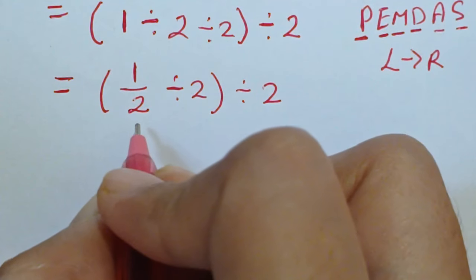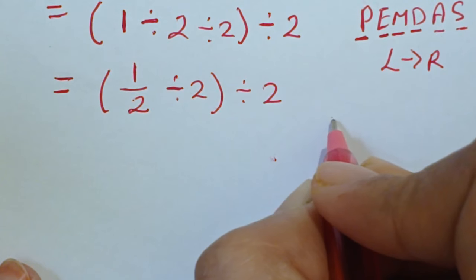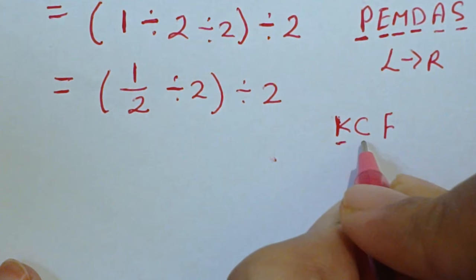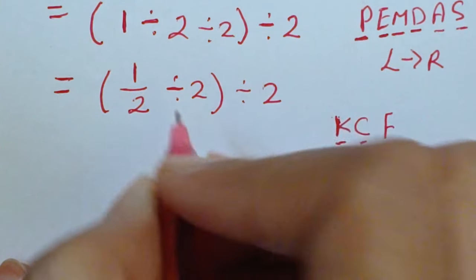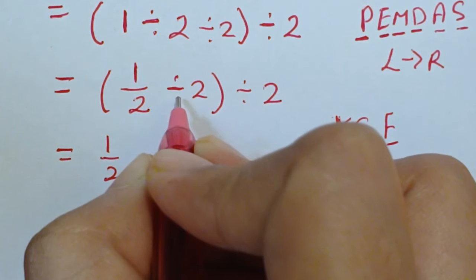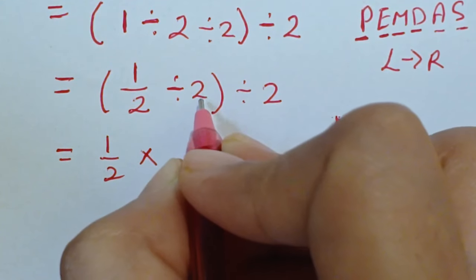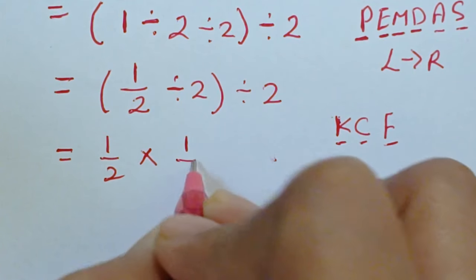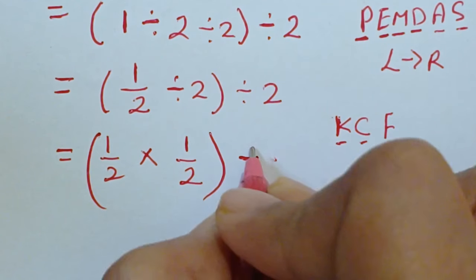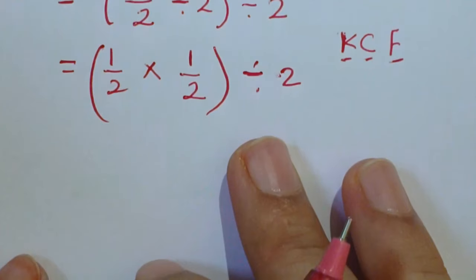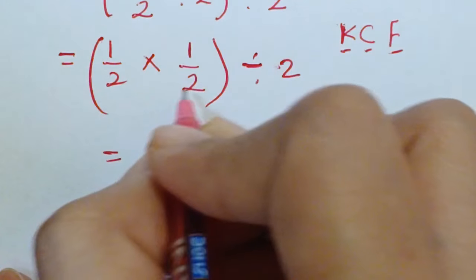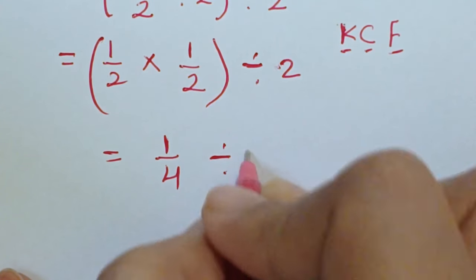Then next, here you know the KCF rule, which is keep, change, flip. It means keep the first fraction as it is, change this division into multiplication, and flip this. 2 by 1 is there, so 1 by 2 will come. Divided by 2. So 1 by 4, 1 by 4 divided by 2.